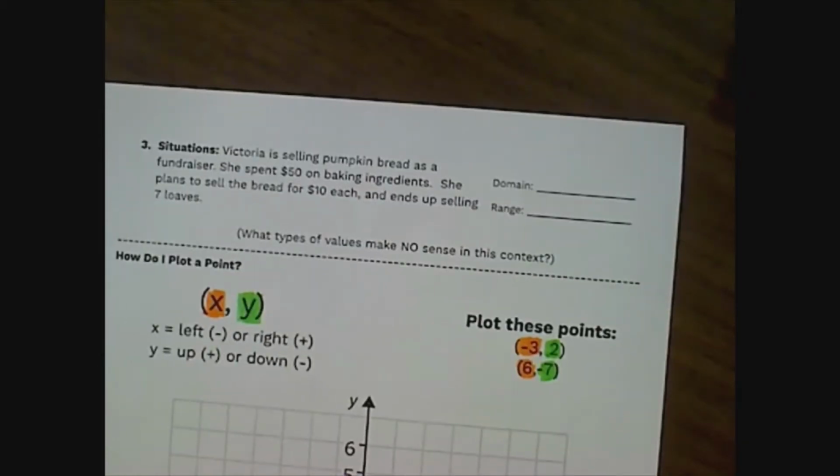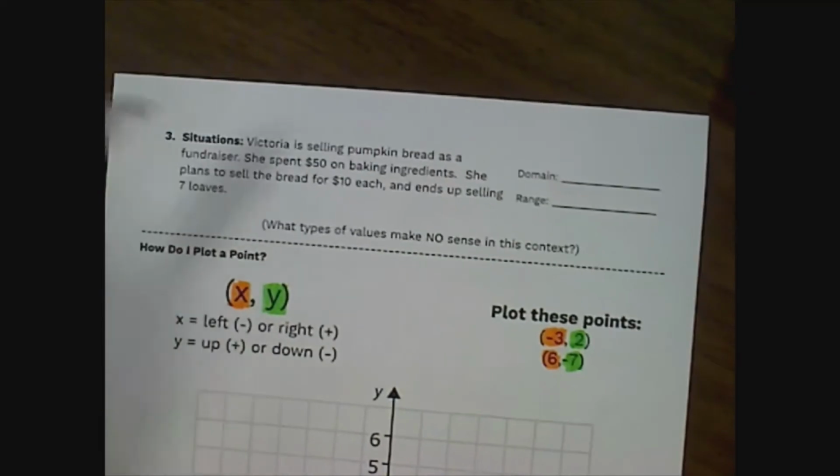So our last example is a situation. So it's like a word problem, kind of. So we have that Victoria is selling pumpkin bread as a fundraiser. She spent $50 on baking ingredients and she wants to sell each loaf of bread for $10, but she ends up selling 7 loaves of bread.